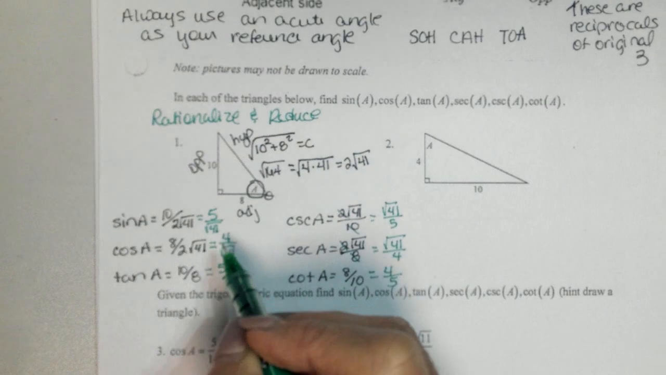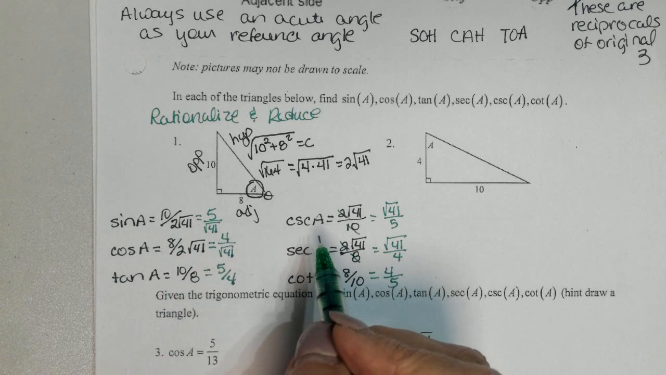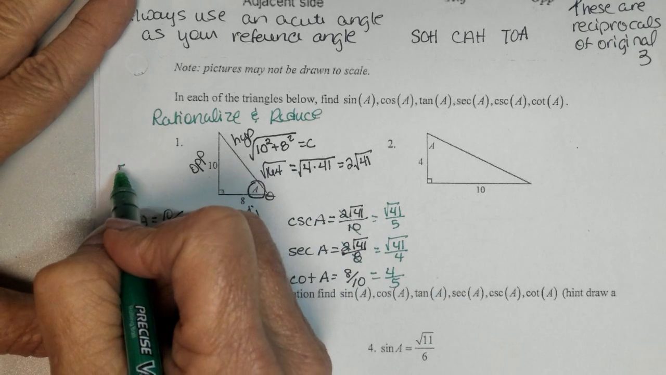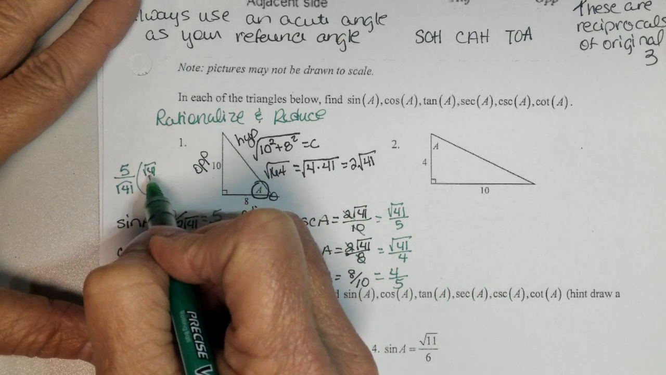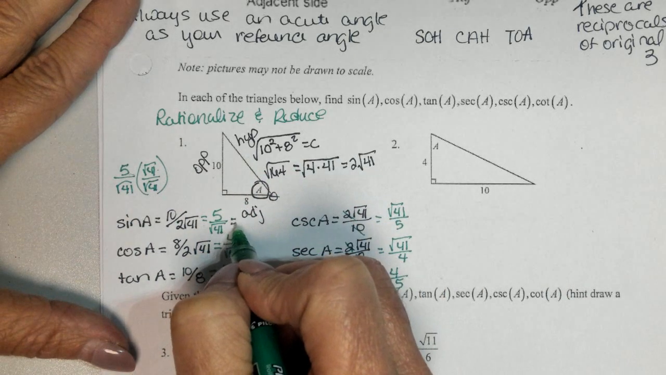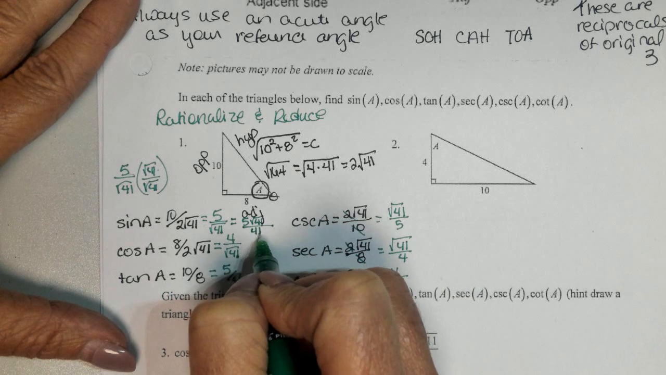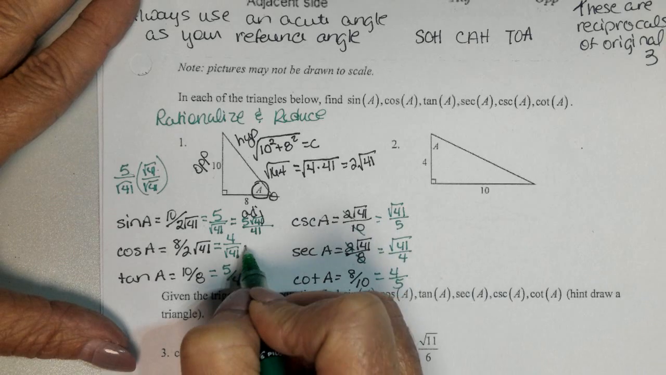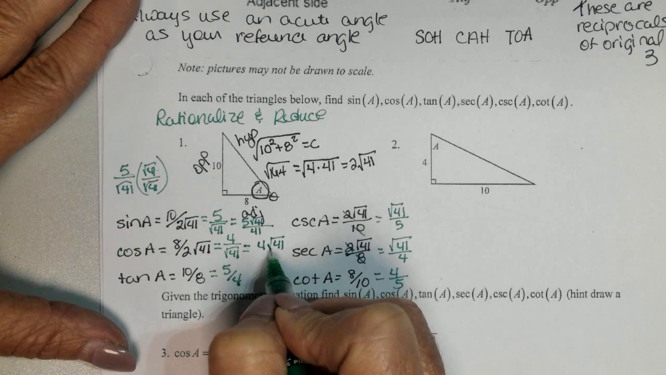To rationalize, you're going to multiply the denominator times itself. When you do that, you create a perfect square. And when you create a perfect square, you eliminate the radical. But I have to multiply the numerator and the denominator by the square root of 41. And when I do that, I'm going to end up with 5 times root 41 in the numerator, and then 41 in the denominator. Do the same thing with your cosine, so that's going to end up being 4 root 41 over 41.